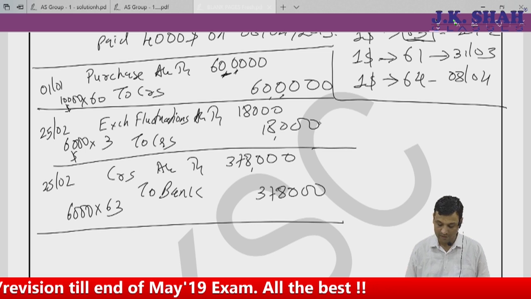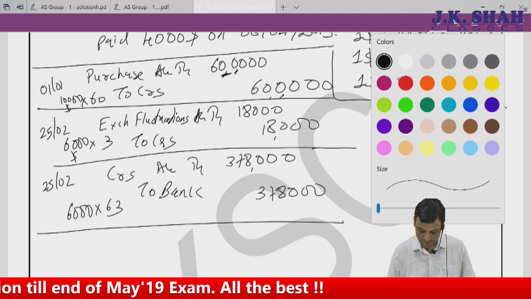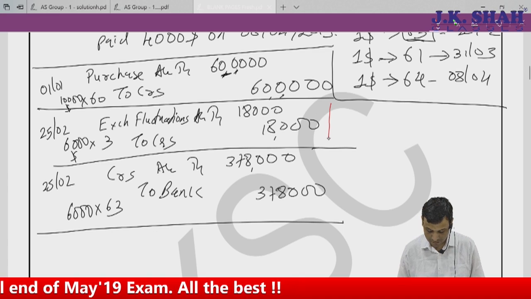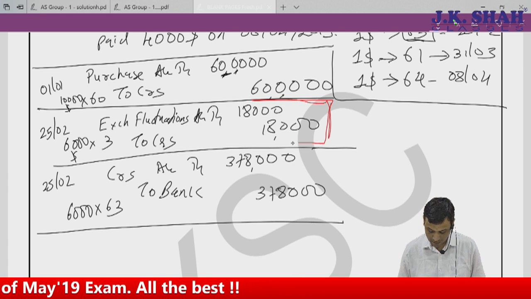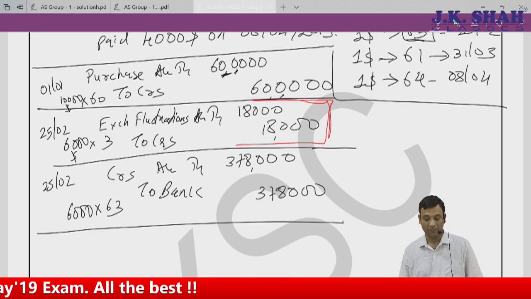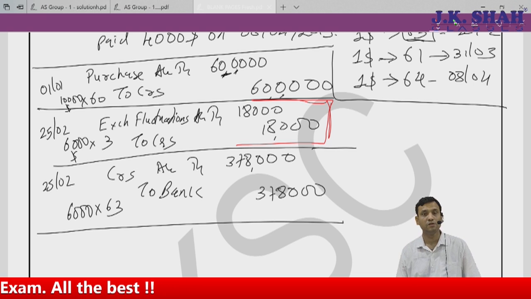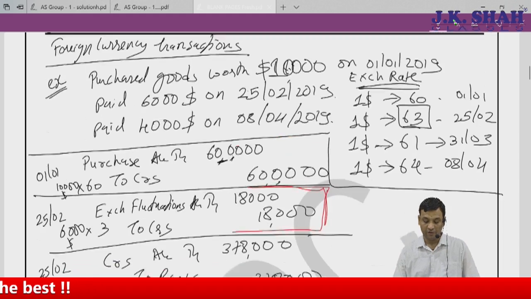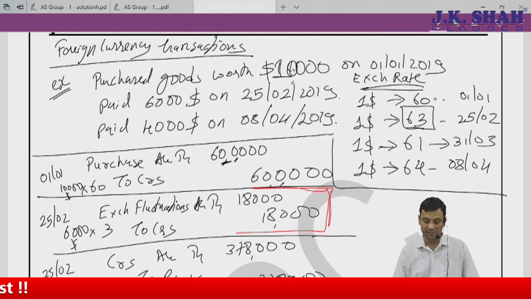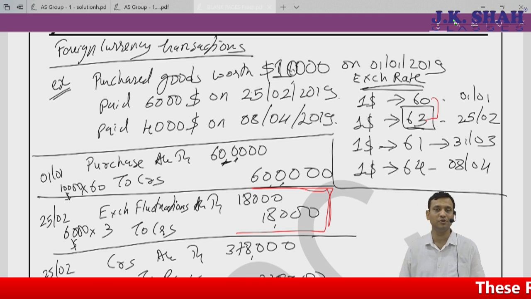This area is referred to as exchange fluctuations. These are our exchange fluctuations. It may be a loss, it may be a gain. Like instead of 63, I would have something which is less than 60. Then it would have been a gain because I have to pay a lesser amount in rupees to get that many dollars.